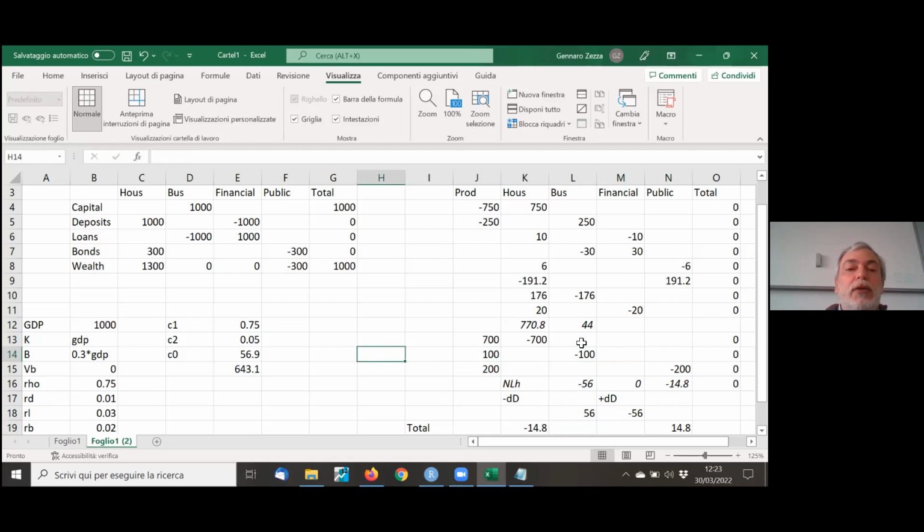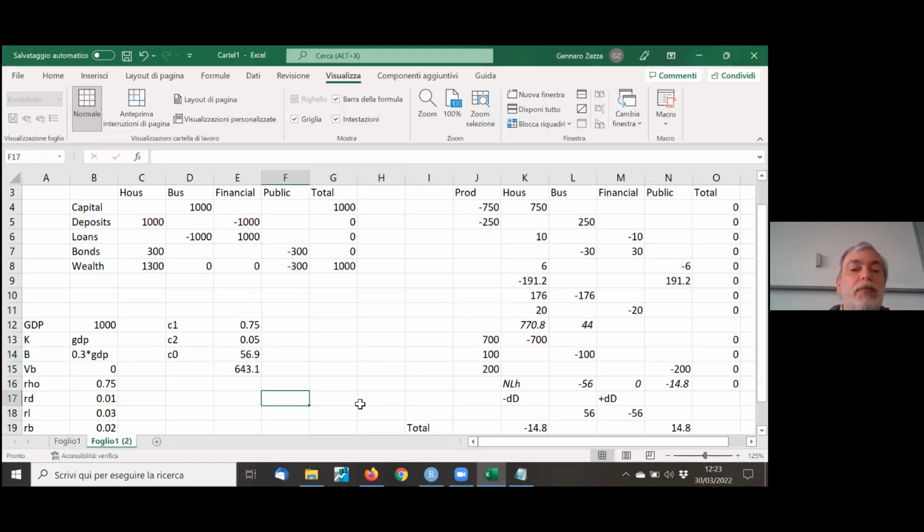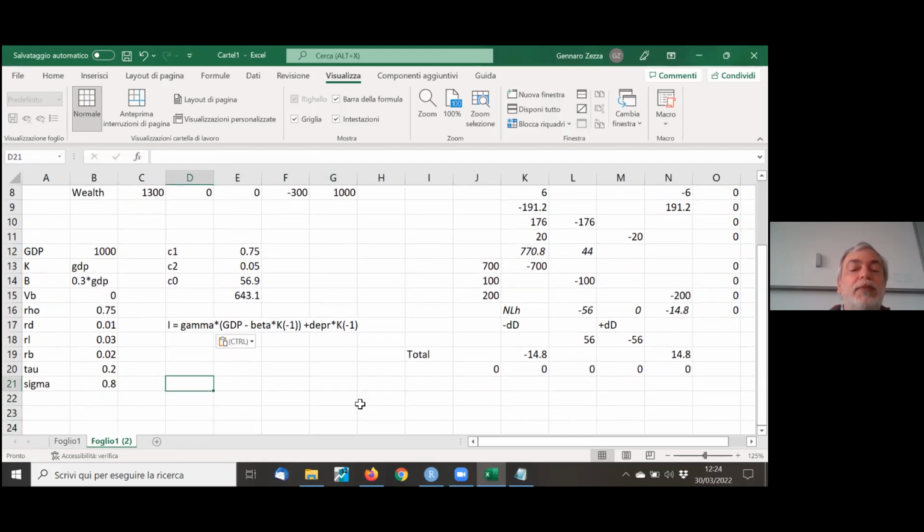So the investment equation we had was this, gamma times GDP minus beta, and we had the depreciation rate. So let's have a depreciation rate of 10%. Let's have a beta equal to, don't know, 1.1. Actually, let's have it at 0.9.